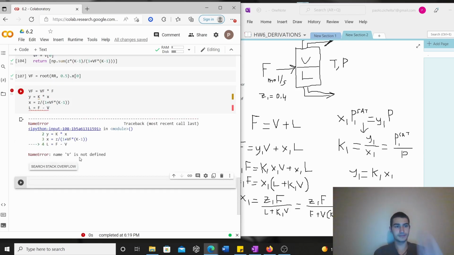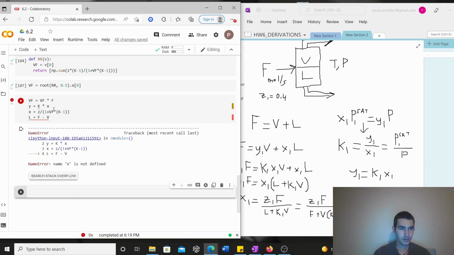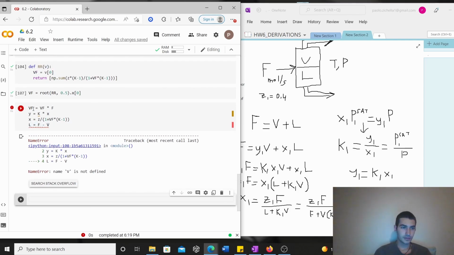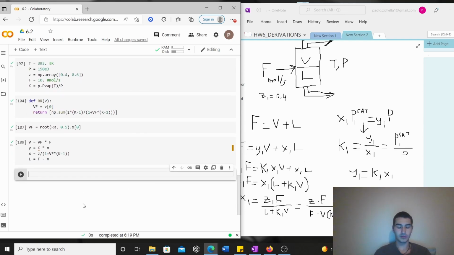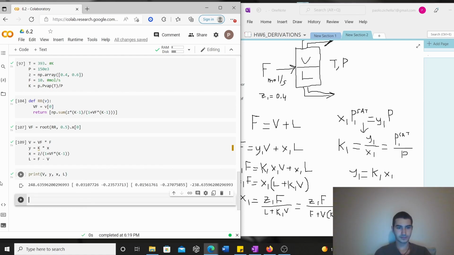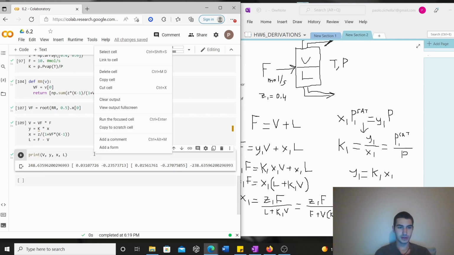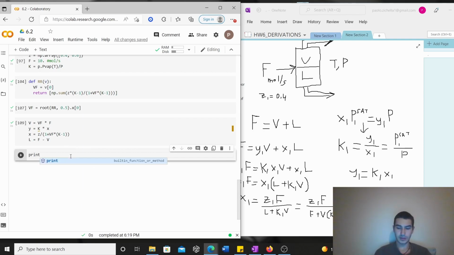So now we have all of our paths connected. Make sure that these are all good. So V is equal to, okay, V must be equal to VF times F. There you go. So now we could say print V, Y, X, L. Here are our values. We can go ahead and make this look real nice by giving some real labels. Print, and start off with the total amount of vapor moles.